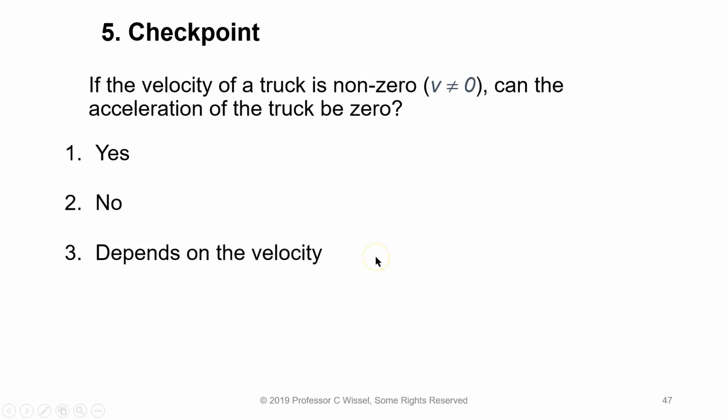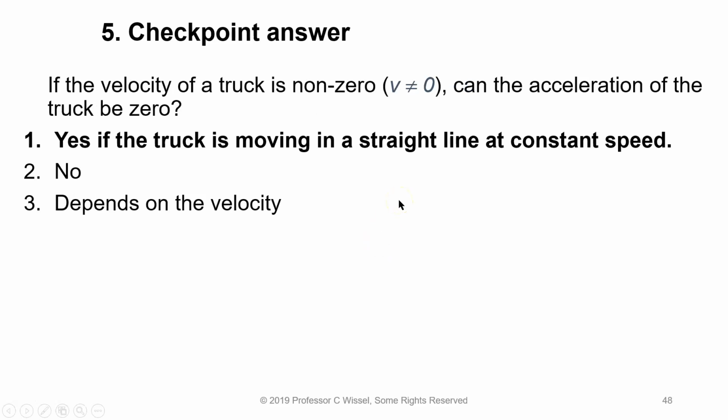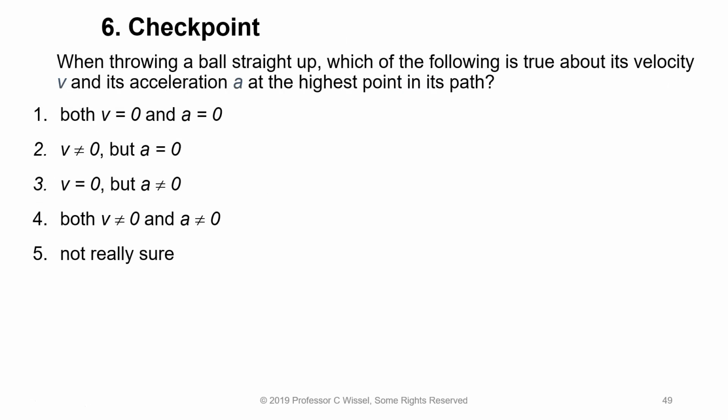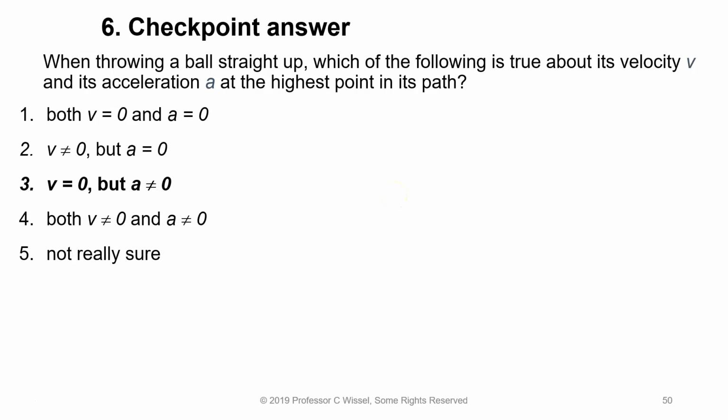If the velocity of the truck is non-zero, that is v not equal to zero, can the acceleration of the truck be zero? Yeah. The truck is moving in a straight line at constant speed. When throwing a ball straight up, which of the following is true about its velocity, v, and its acceleration, a, at the highest point in the path? V equals zero, but a is not equal to zero. Nobody's going to turn off the gravity. That ball's not going to stay there. It's going to come back down. So that means the acceleration is not zero.